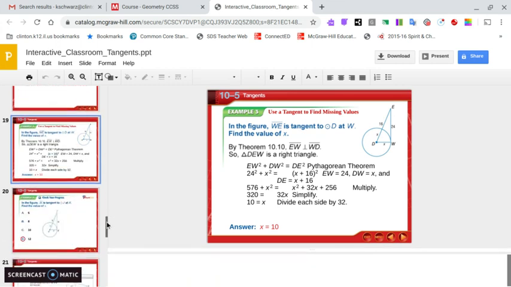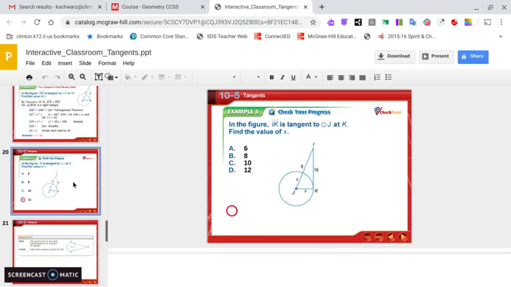We'll take a look at another of those. In this diagram, it says IK is tangent. That means, again, a tangent touches the circle at exactly one point. So IK touches the circle at exactly one point here. That means that there is a right angle at K. And so we're going to use the Pythagorean theorem again.